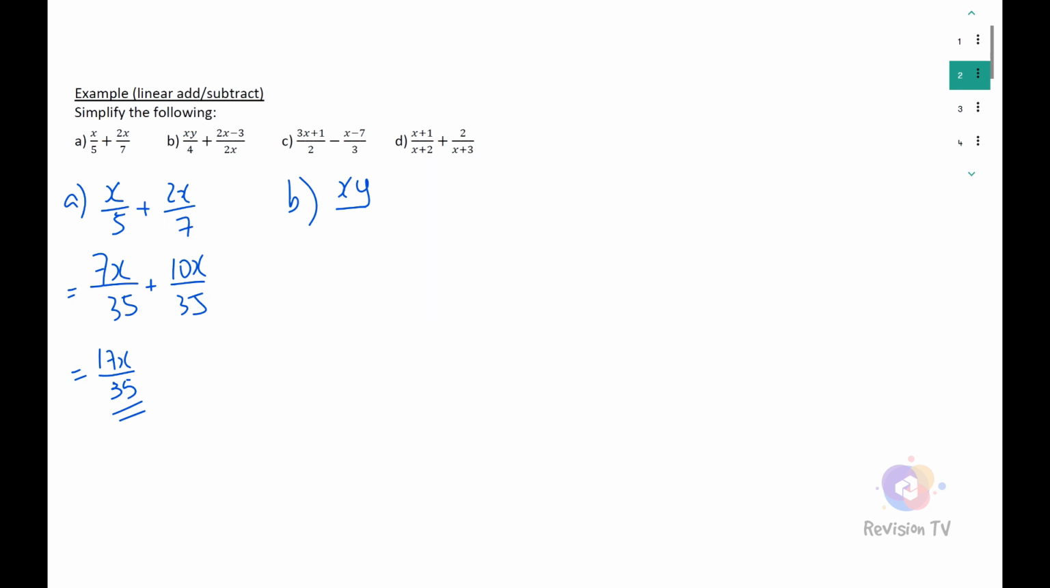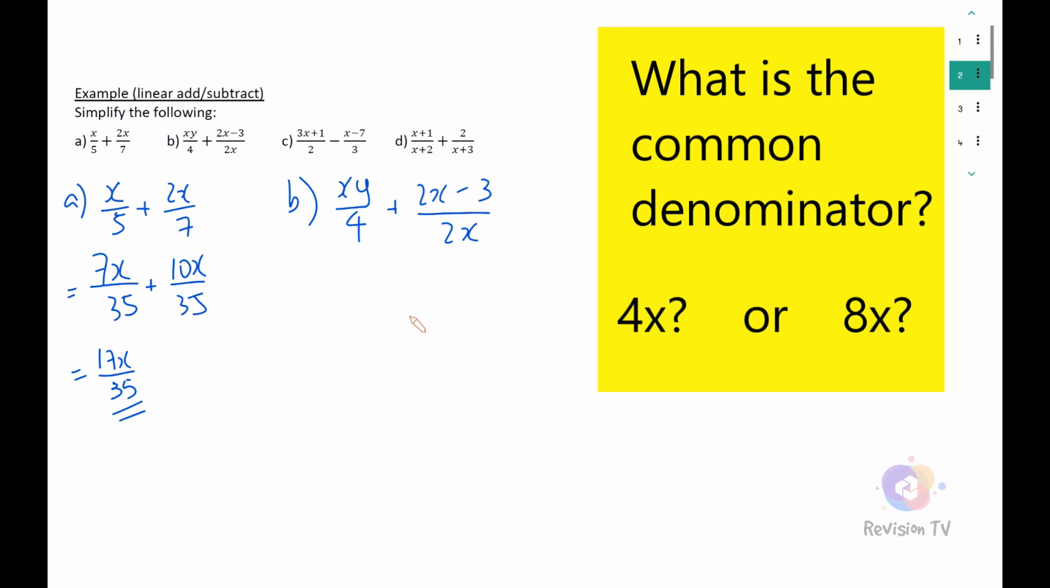Moving on to part B. Let me rewrite the question. If you don't know me, I've got a little weird habit of rewriting the question again. So before we begin, I want you to pause the video and answer this question. What is the common denominator in here? Is it 8x or is it 4x? And why?